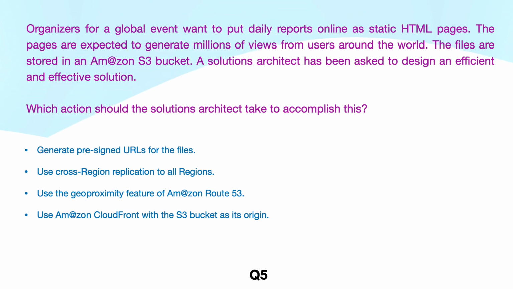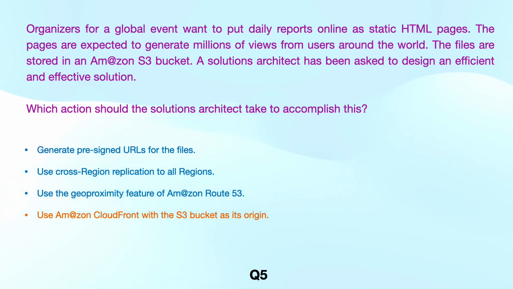So the four options are generate pre-signed URLs for the files, or use cross-region replication to all regions. Third is use the geoproximity feature of Amazon Route 53. The last one, use Amazon CloudFront with S3 bucket as its origin. So what do you think? What is the right answer here? The right answer would be the last one. Use Amazon CloudFront with S3 bucket as its origin.